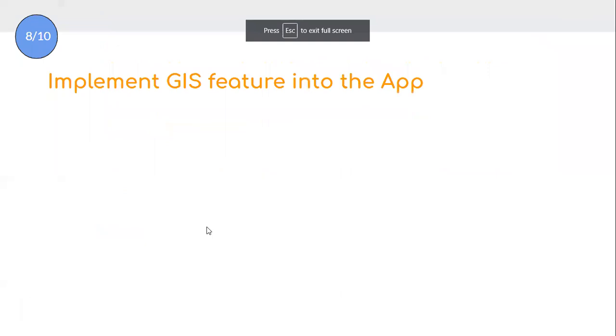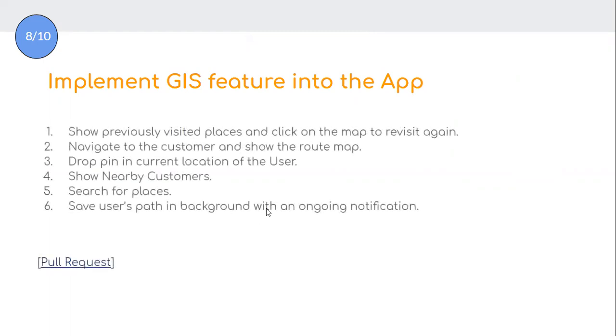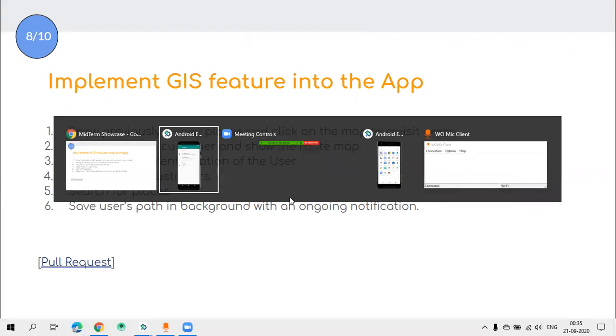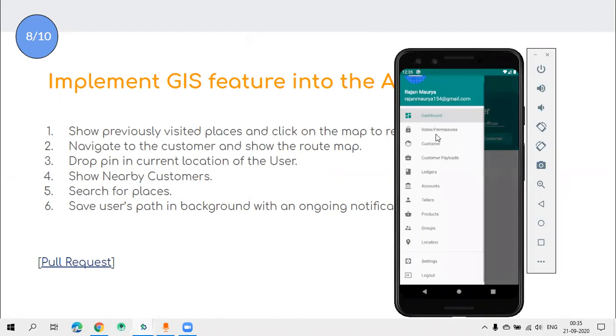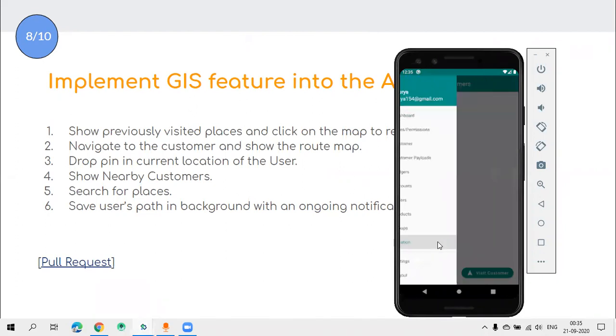And another functionality which I created was a GIS feature in the app, Geographical Information System. It was one of the best and funnest tasks I implemented, and I loved working with Google Map. So it's kind of a cool functionality. Let's show that. In the menu, you click on location.